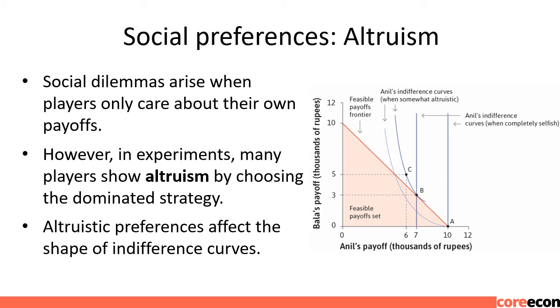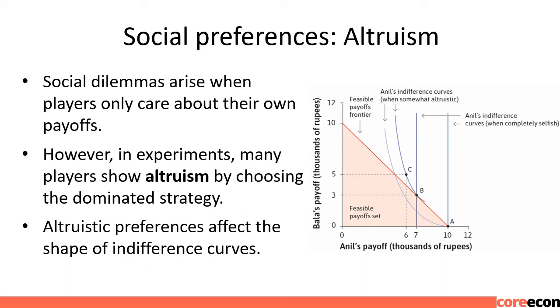If Anil is selfish, his indifference curves are vertical. His utility is highest on the curve that lies furthest to the right. Anil will choose to be at point A and keep all the money, 10,000 rupees, to himself, since that is the furthest indifference curve Anil can reach given the feasible frontier.